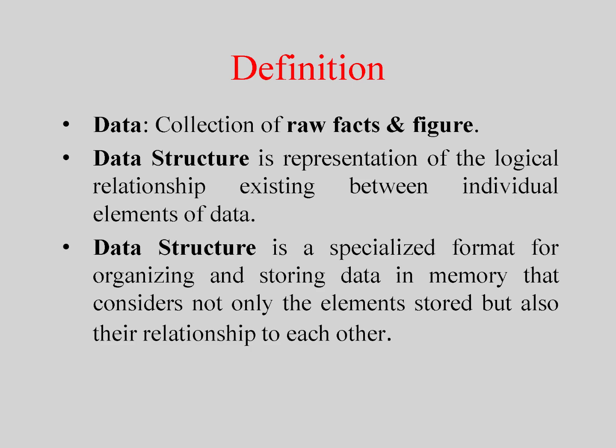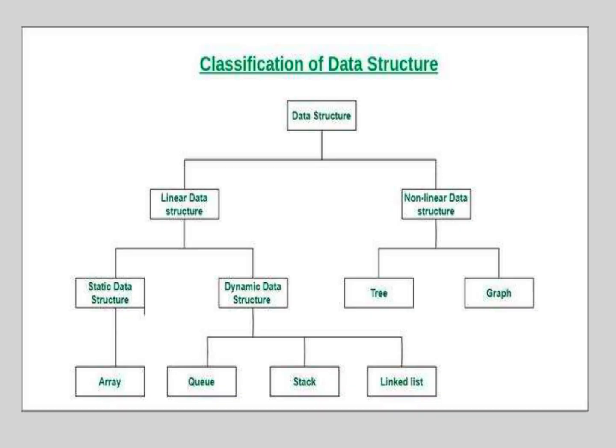It is a specialized format for organizing and storing data in memory that considers not only the elements stored but also their relationship to each other. Data structures can be classified into two types: linear data structures, which are arrays, stacks, queues, and linked lists, and non-linear data structures, which are trees and graphs.